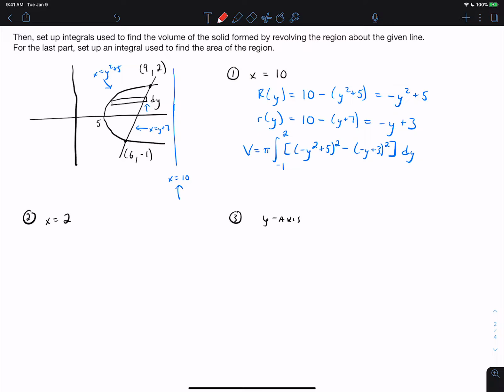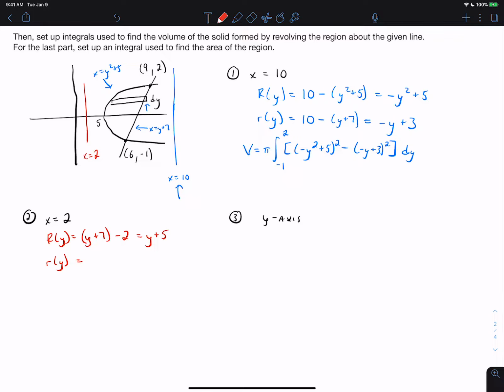Okay, so x equals 2, we'll do this one in red. It's to the left of the region. Again, we think of it as being perpendicular to the rectangle, so we're going to use the disk washer method. R of y is then right x minus left x. The x on the right is y plus 7. The x on the left is 2, so we get y plus 5.